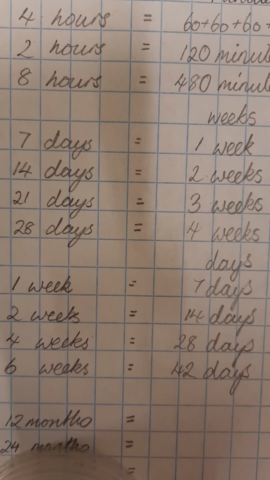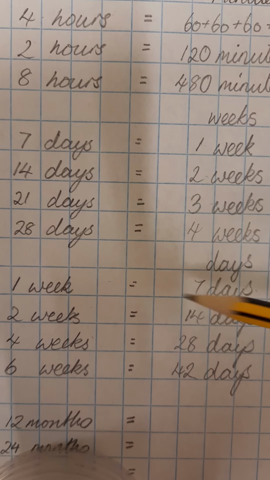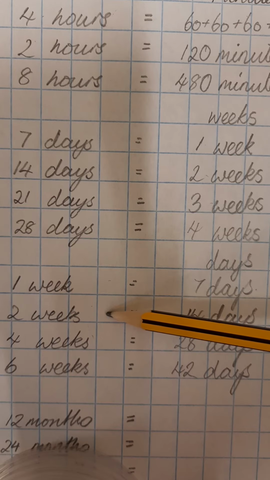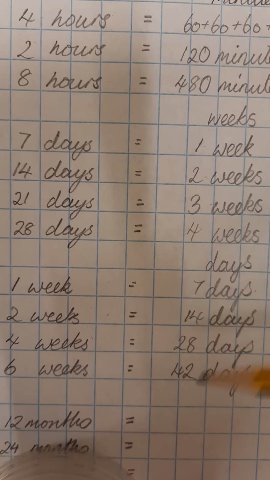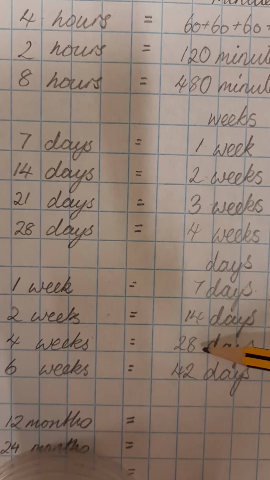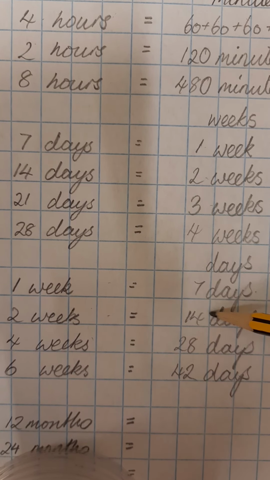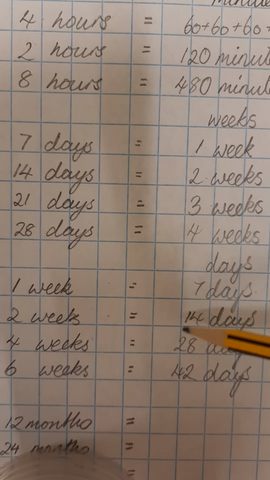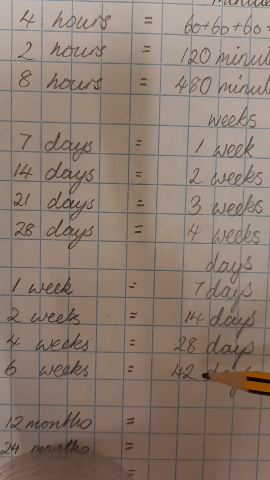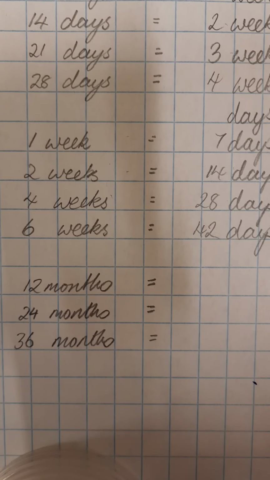Okay, so here we have the solutions. 7 days is 1 week. 14 days is 2 weeks. We had that from the previous section. 4 weeks is 28 days, and we had that in the previous section. But here to find 6 weeks, we're adding together 28 and 14. You could have done that in a column, or you could have done that in your head, but that would give you a solution of 42 days.